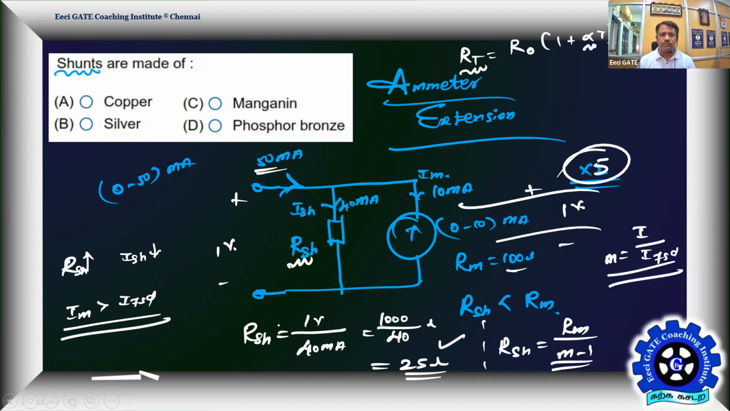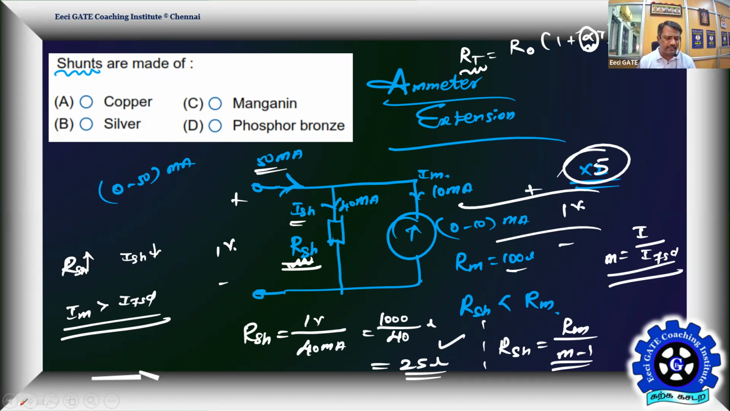So the shunt material should have alpha such that it is closer to 0. That means any temperature variation will not affect your shunt resistance, that means will not affect your I shunt, as per the design. Therefore, shunts are made up of materials which are temperature insensitive. That's the fundamental behind this problem. Once you know that, it is straightforward.